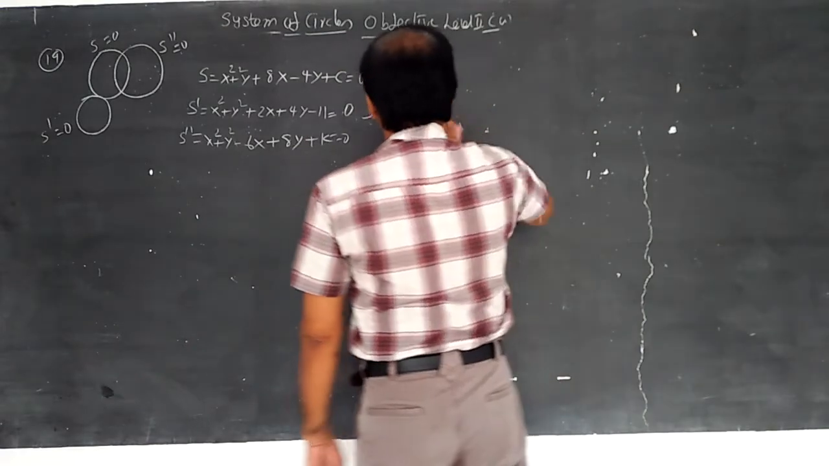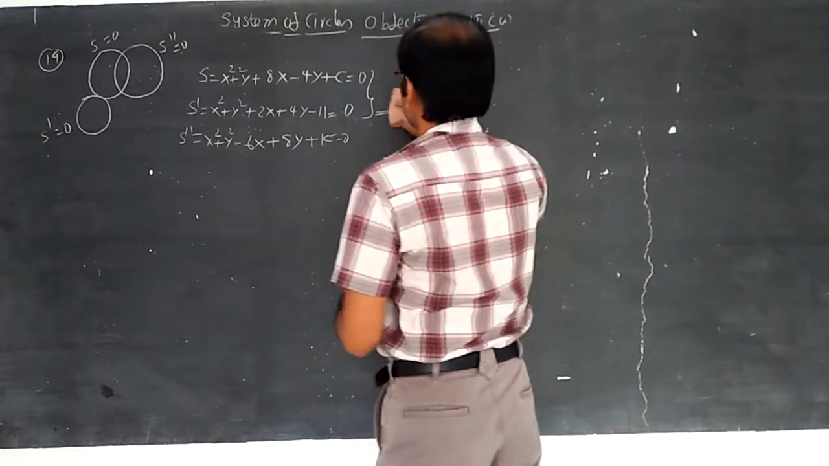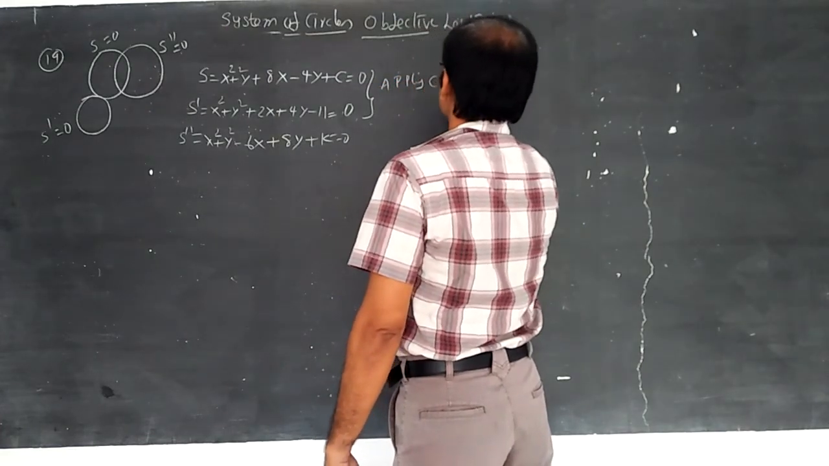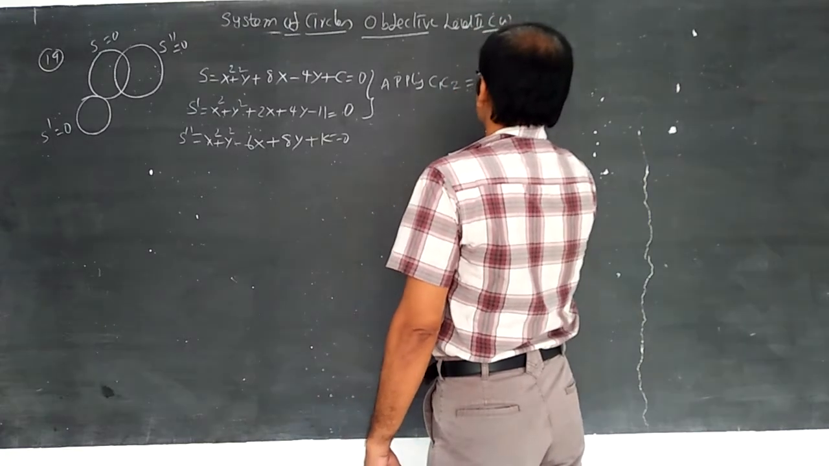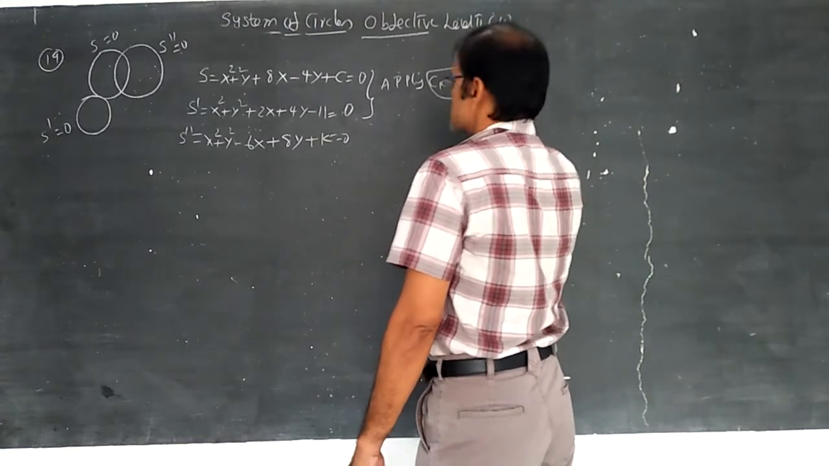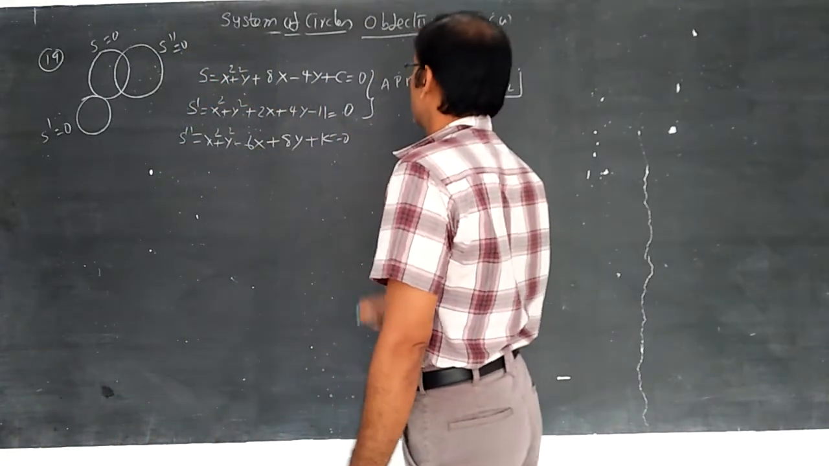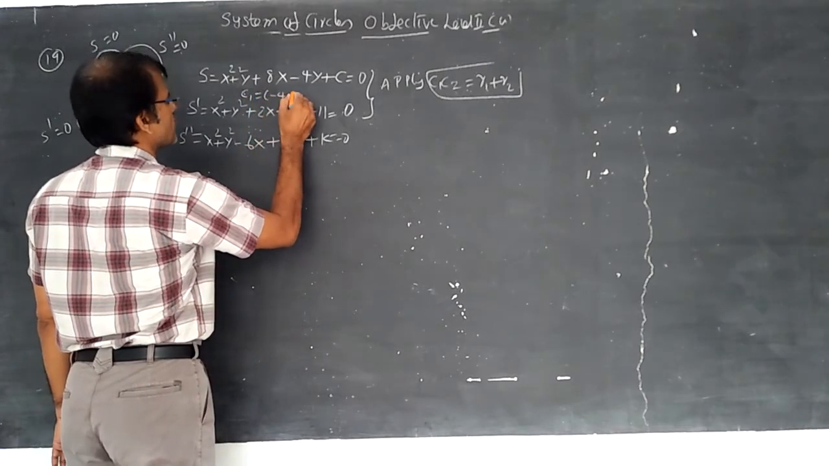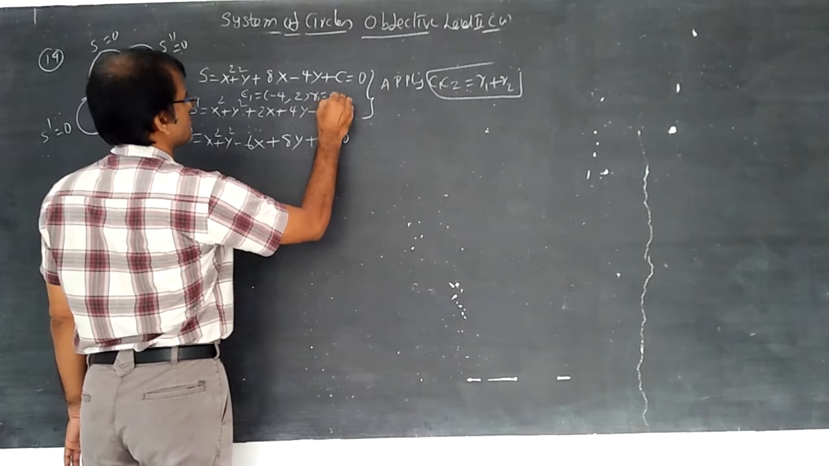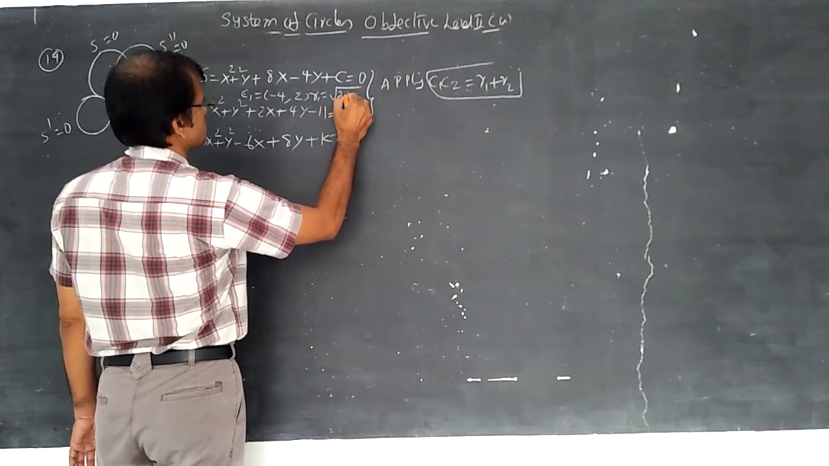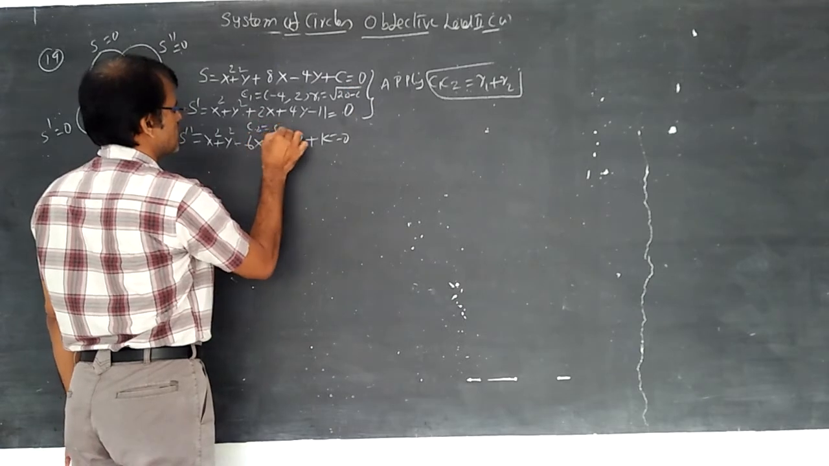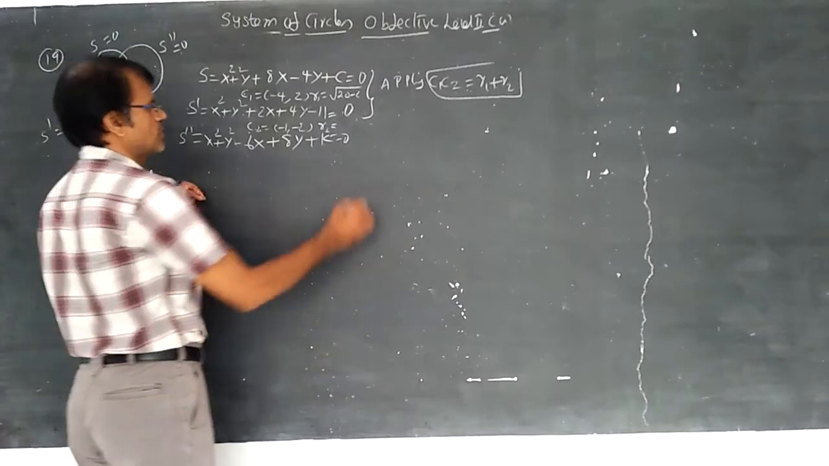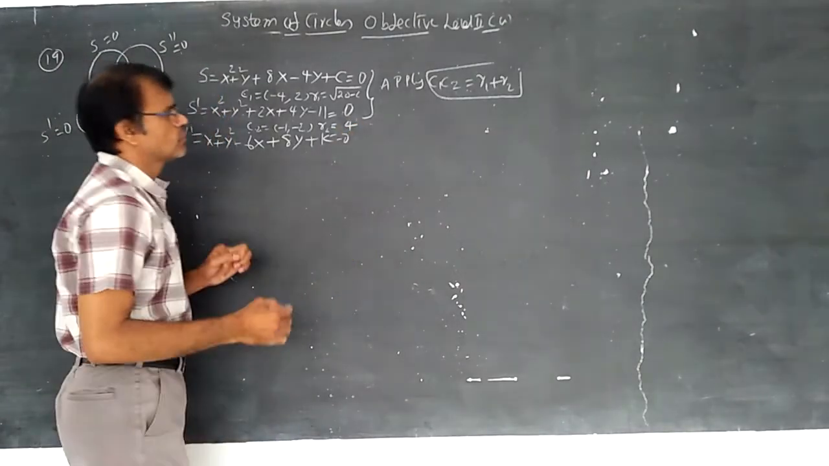This is the wrong condition. So first of all, we should calculate the condition for two circles touching each other. Whenever two circles touch each other externally, you should write the formula C1C2 is equal to R1 plus R2. Here C1 is equal to minus 4 comma 2, R1 equal to root of 16 plus 4 minus c, that is root of 20 minus c. Here C2 is minus 1 comma minus 2, R2 is equal to root of 1 plus 4 plus 11, 5 plus 11, 16, that is 4.